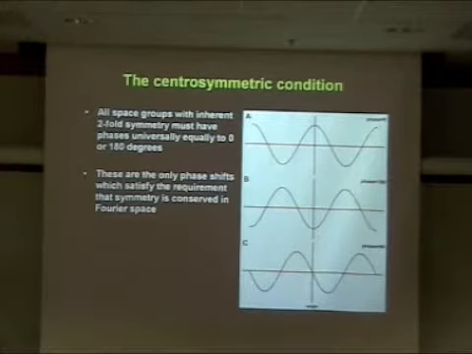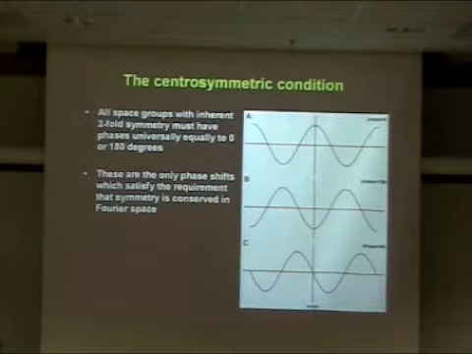Okay, so just a couple of points which I said I'd come back to. One of those is the centrosymmetric condition. Any unit cell which has twofold symmetry has this centrosymmetric requirement. What that means is that all space groups with inherent twofold symmetry must have phases universally equal to or approximating to 0 or 180 degrees.